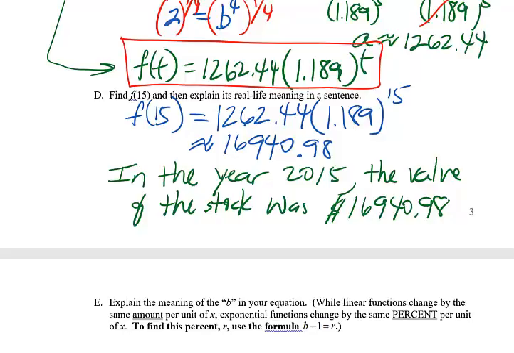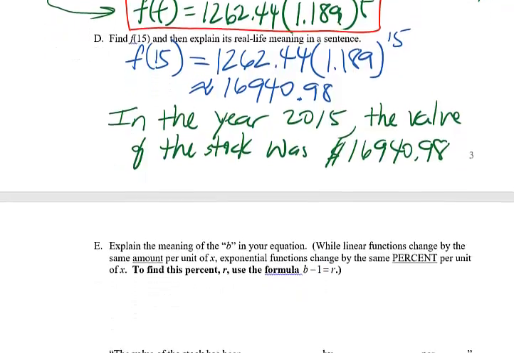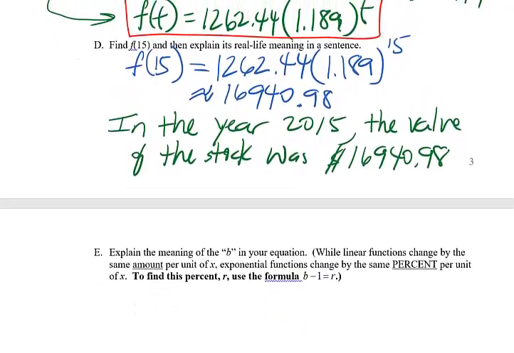Now, this next part is very important. Letter E says that we are to explain the meaning of the b value that we got, this 1.189 that we've been looking at. We used to do this in chapter 2 with the slope.